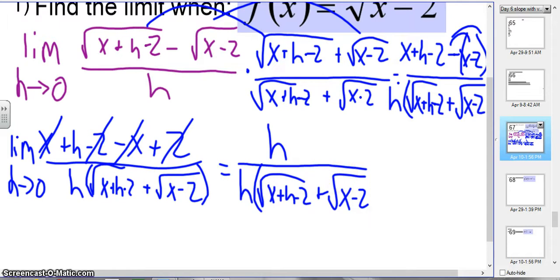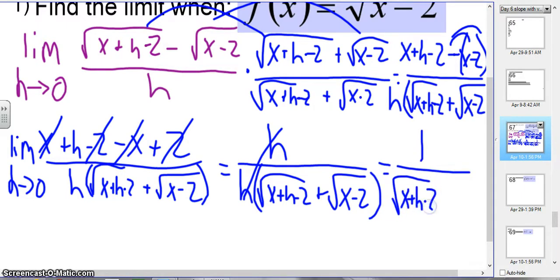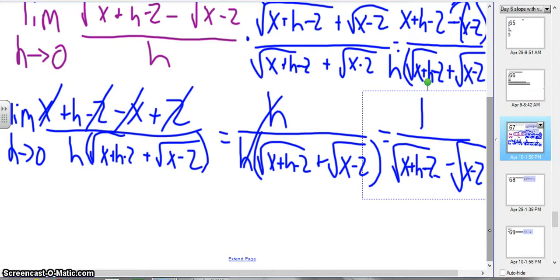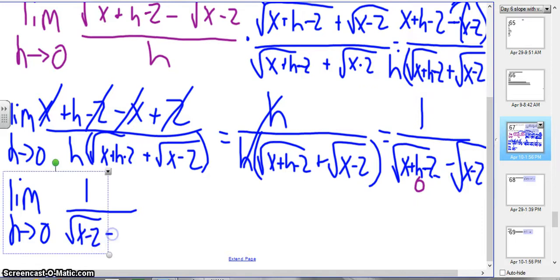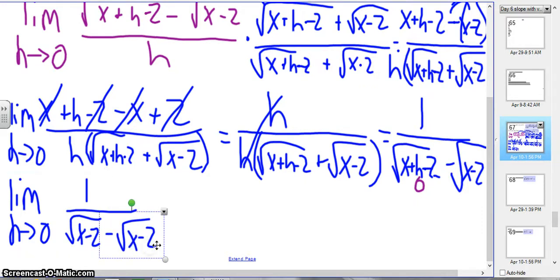What's going to happen to the h's? The h's are going to cancel, so I have a 1 on top, and then on the bottom I have radical x plus h minus 2 plus radical x minus 2. Now, we're going to plug in 0 for the h. So if I plug in 0 for h, I'm going to be left with 1 over radical x minus 2 plus radical x minus 2.